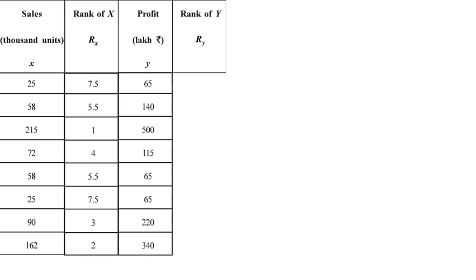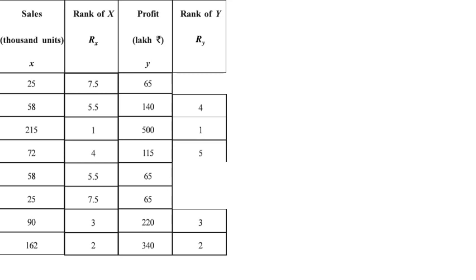Next we will go towards the profit. The highest profit is 500. The rank is 1. The next is 340. The rank is 2. The next is 220. The rank is 3. Next is 140. The rank is 4. Then comes 115. The rank is 5. The next is 65, 65, 65 three times.